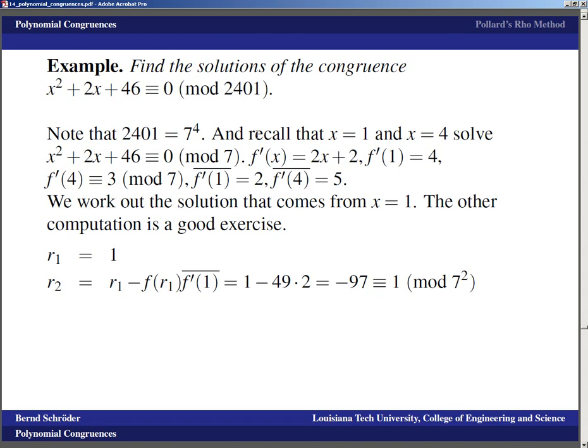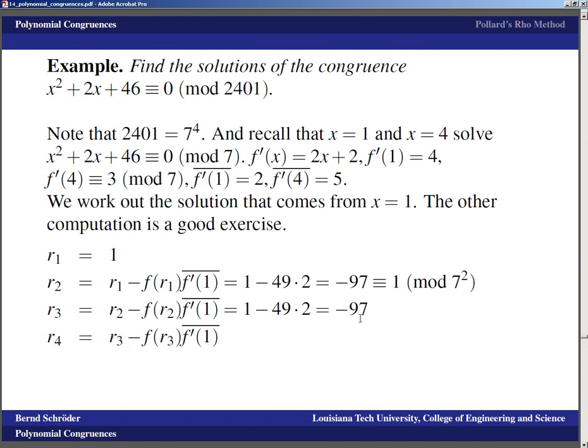I didn't set this example up expecting that, but it just happened to work out that way, and I'm very happy about that, because that means computing R3 is rather quick. We use R2 minus f of R2 times f prime of 1 bar, and so that gives us again 1 minus 49 times 2, but this time around we're going modulo 7 cubed, which is 343, so this time it stays at negative 97, because this time we wrap around a larger modulus.